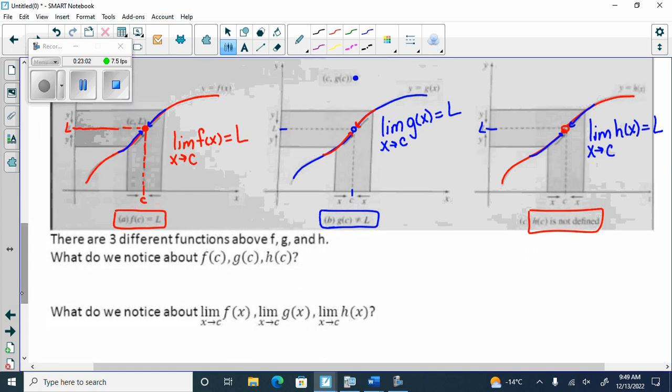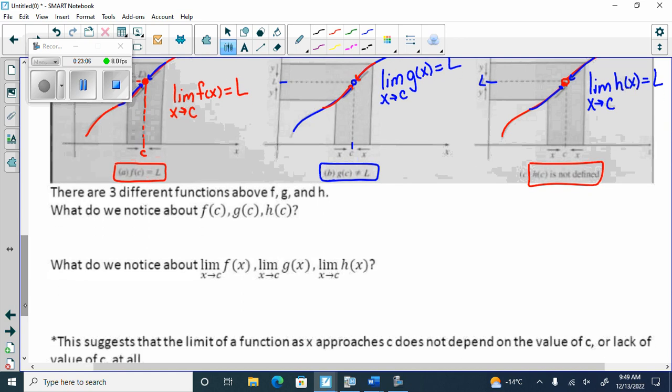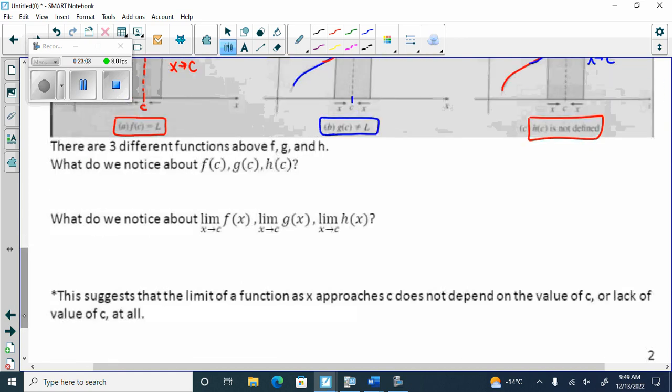So we talked about this. We wrote it on there. You can write it down here if you'd like. So this suggests that the limit of a function as x approaches c does not depend on the value at c or lack of value at c at all. We don't actually care what the value is.